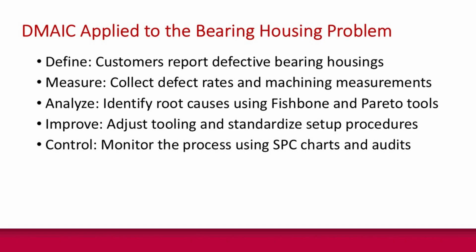Measure. We collect defect rates and machining measurements. This data helps us see how the process is performing today. Analyze. Using fishbone analysis and Pareto charts, we identify the root causes behind the defects. This step tells us why the problem is happening. Improve. We adjust tooling and standardize setup procedures. These changes help eliminate variation and improve product quality. Control. Finally, we monitor the process using SPC charts and audits to sustain improvements over time. This example shows how DMAIC provides a clear, structured path from problem identification to lasting process control.